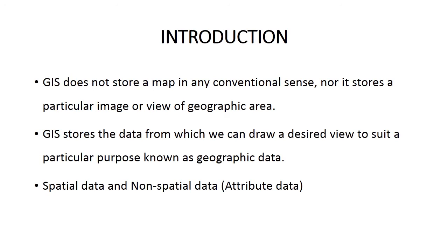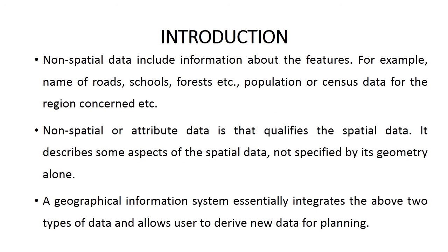GIS does not store a map in any conventional sense, nor does it store a particular image or a view of a geographic area. Instead, a GIS stores the data from which we can draw a desired view to suit a particular purpose, known as geographic data. There are two types of data in GIS: spatial data and non-spatial data, non-spatial referred to as attribute data.